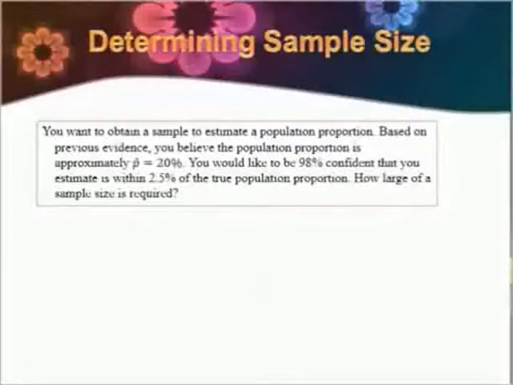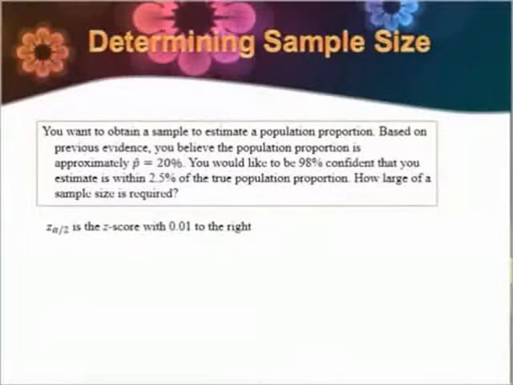We want to obtain a sample to estimate a population proportion. Based on previous evidence, you believe the population proportion is approximately 20%, or 0.2. You would like to be 98% confident that your estimate is within 2.5% of the true population proportion. How large of a sample size is required?